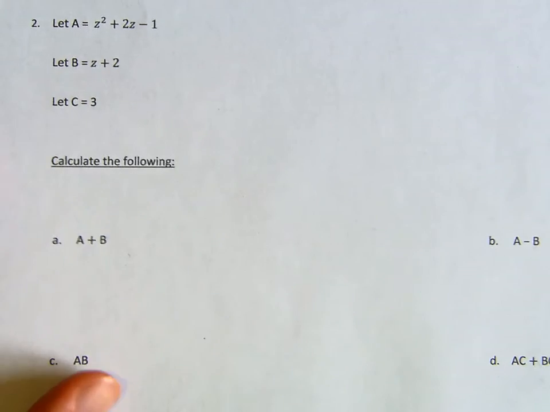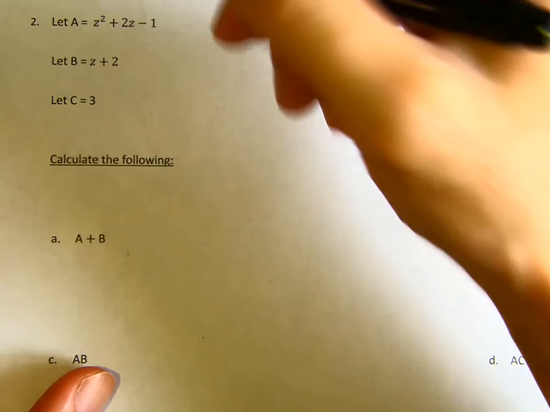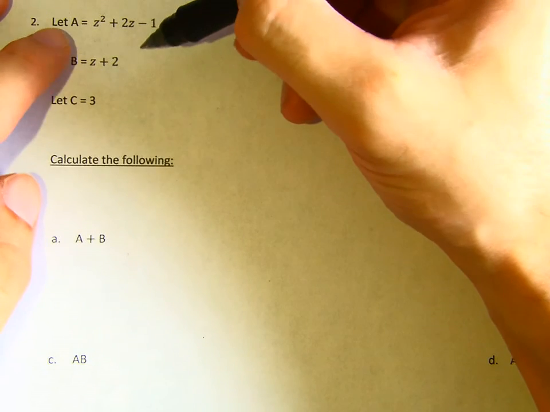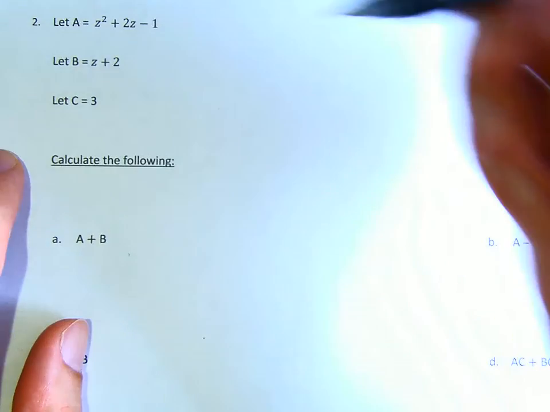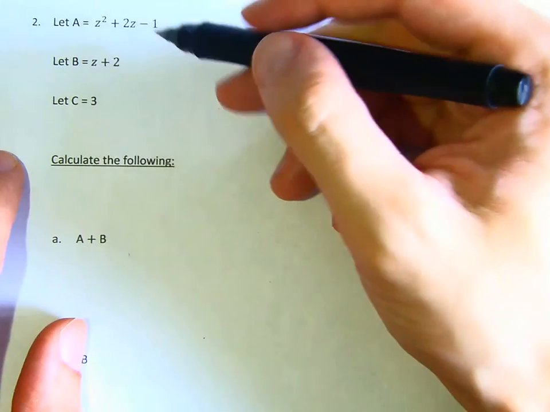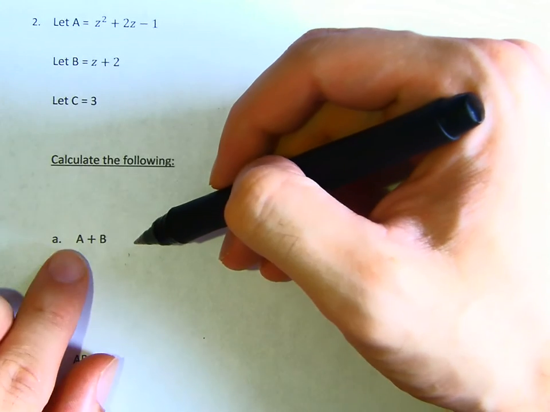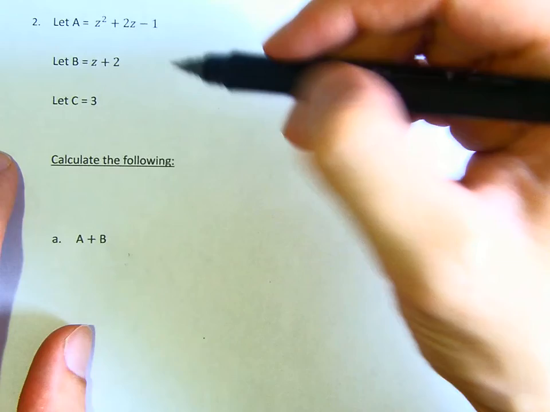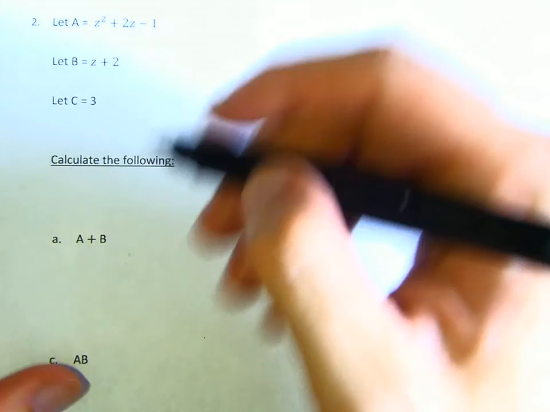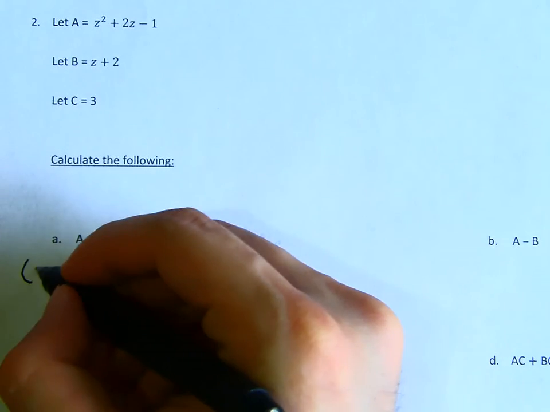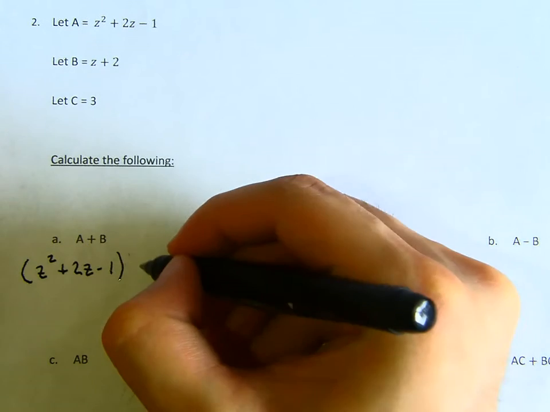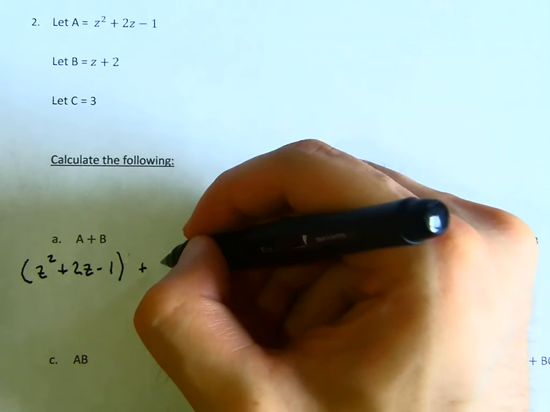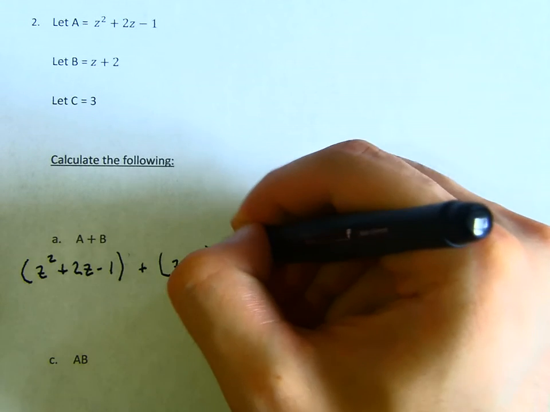And for these questions over here, if you look at this page, it says, let A equal this, let B equal this, and let C equal this. Now it's saying calculate the following. So how would you actually solve something like this? It's saying, what is A plus B? Well, what is A? Your A is parentheses z squared plus 2z minus 1 plus, what is your B? Your B is z plus 2.